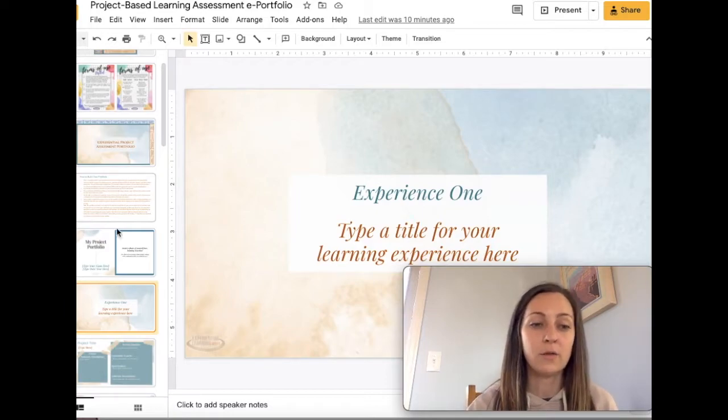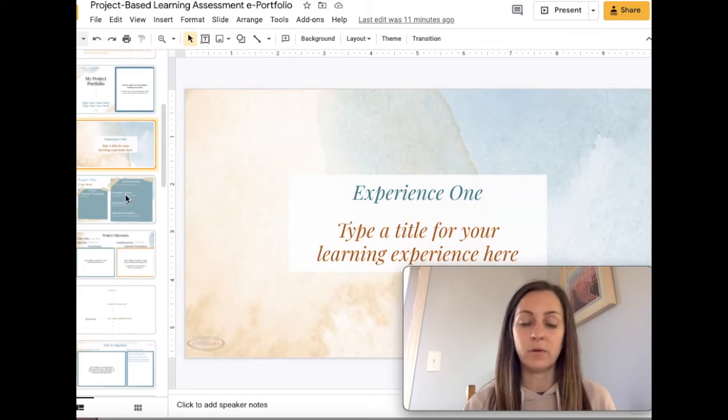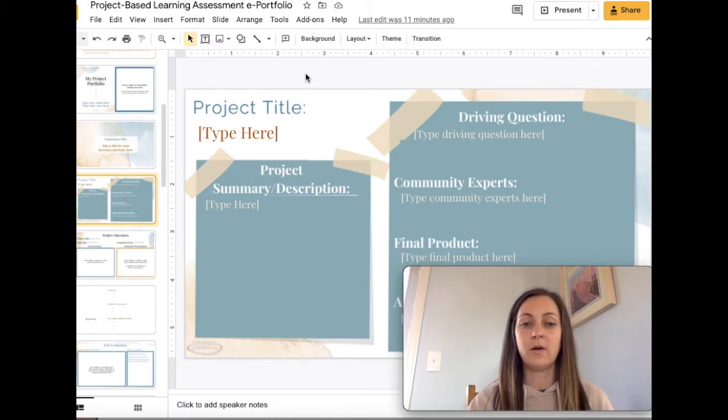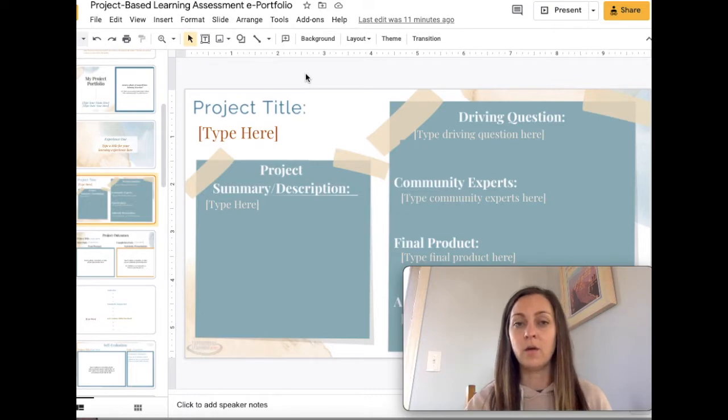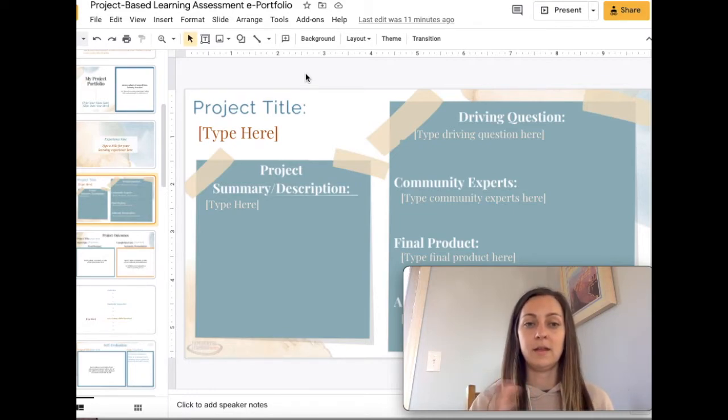So I'm going to walk you through what it would look like to insert outcomes from one project-based learning experience. So the first thing they would do is write out a summary of their project so that whatever viewer is looking at this can look at the outcomes that are also in this portfolio, and it has context.